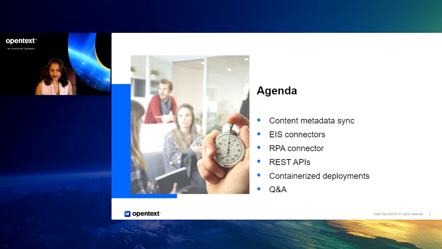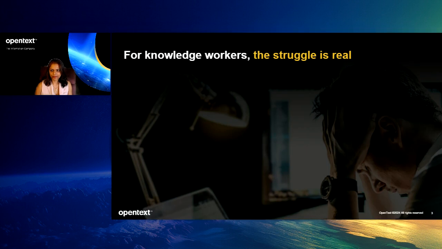Let's take a quick look at the agenda. We will be covering topics like bidirectional meta-sync, connectors for enterprise information systems, that is EIS, RPA, and similar topics that eliminate information fragmentation in cross-departmental long-running processes. Today, we'll discuss how to alleviate a knowledge worker's challenges by providing accessible information and eliminating information fragmentation.